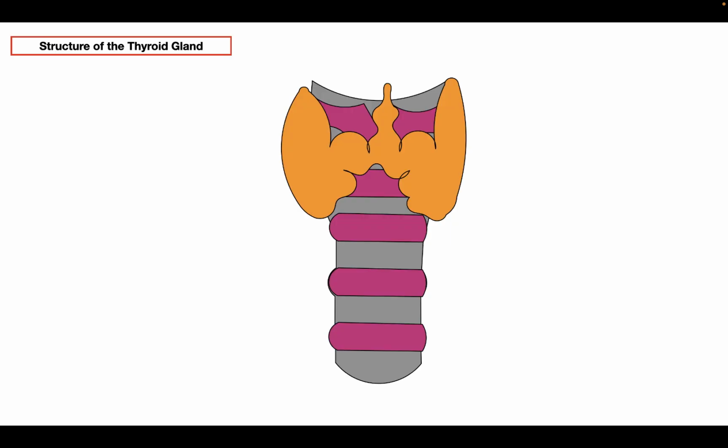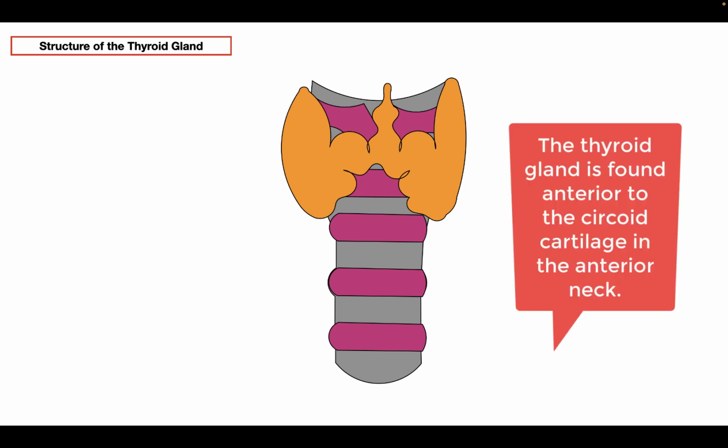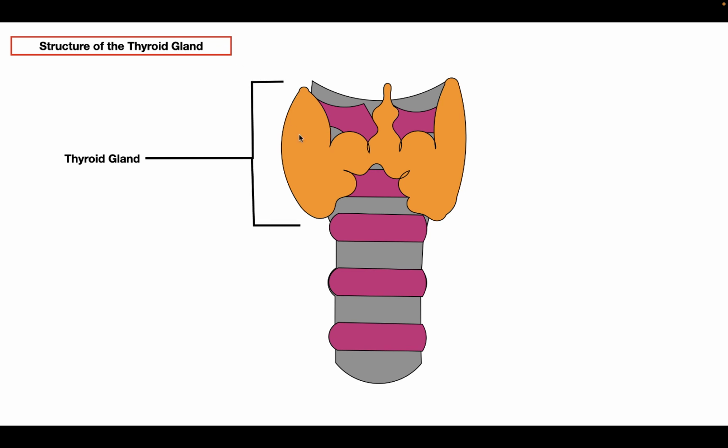So I'd like to begin by first giving you the basic structure of the thyroid gland. The thyroid gland is found on the anterior region of the neck, and on this diagram, it is symbolized by this big orange blob here. Now, the thyroid gland can be divided up into three main regions. The first region is the right lobule, the second region is the left lobule, and the third region is the isthmus, which is in the middle of the gland.